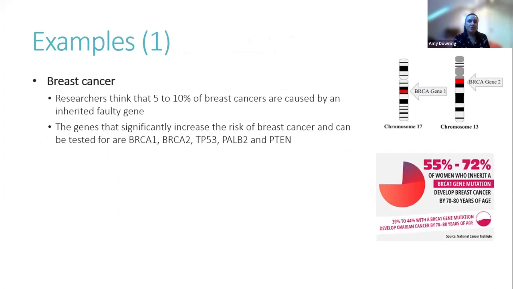I'm just going to go through a few examples now, starting with breast cancer. Researchers think that around 5 to 10% of breast cancers are caused by an inherited faulty gene. And there are several genes that do significantly increase the risk of breast cancer and that can be tested for, including BRCA1, BRCA2, TP53, and others.